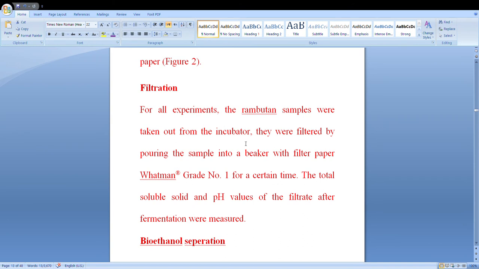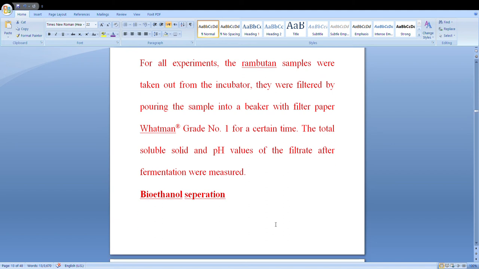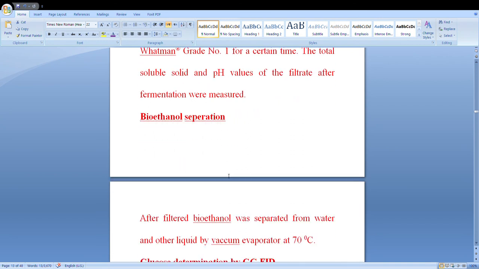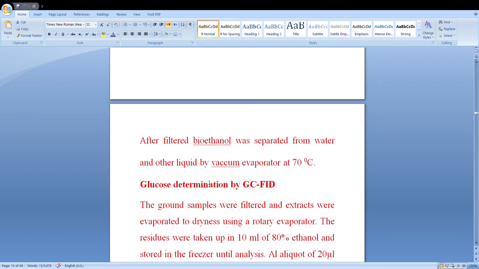For all experiments, the rambutan samples were taken out from the incubator. They were filtered by pouring the samples into a beaker with filter paper. The total soluble solids and the pH value of the filtered samples after fermentation were measured. Then bioethanol separation. After filtering, bioethanol was separated from water and other liquid by a vacuum evaporator at 70 degrees centigrade.